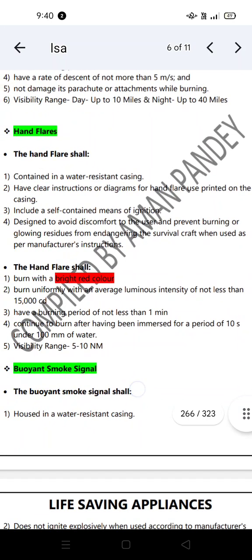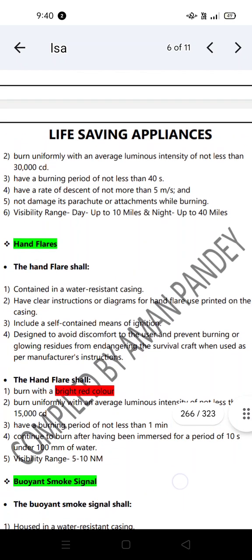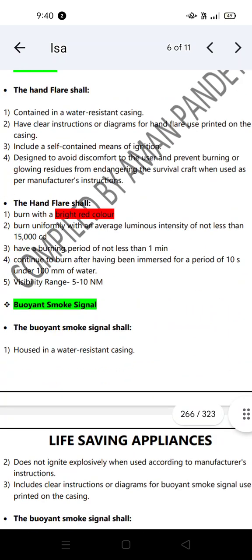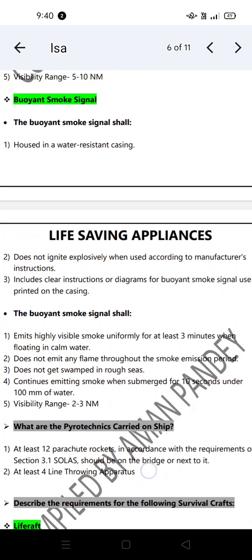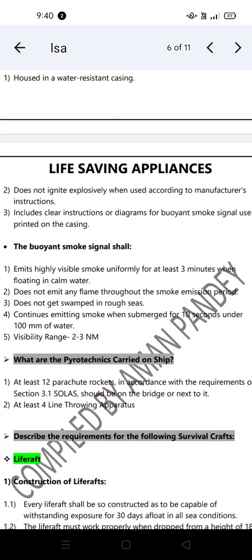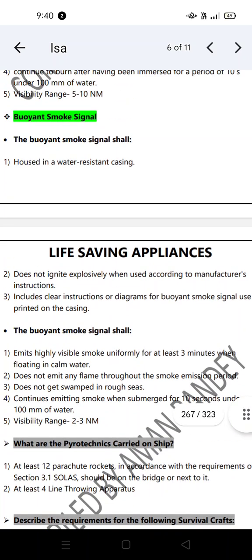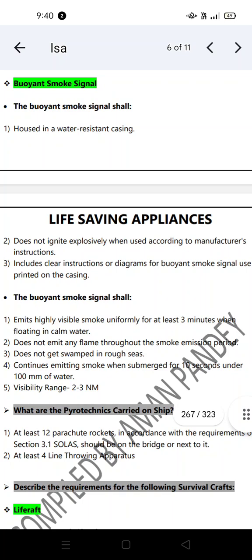Okay, so this says they should continue to burn after being immersed for a period of 10 seconds. Hand flares should be bright red in color. And the buoyant smoke signal does not explode easily, and maybe it burns for 3 minutes and does not emit any flame during the smoke emission period.